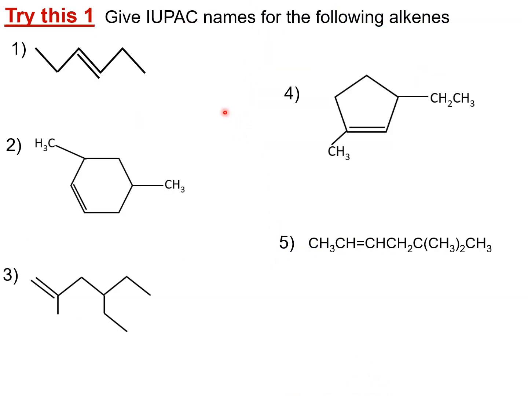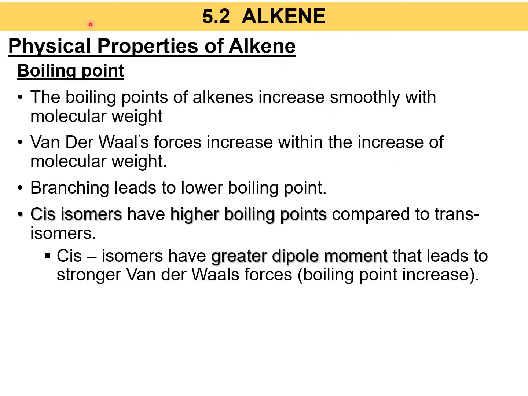Okay, so to test your understanding, you can try to name all of these organic compounds, alkenes, according to the IUPAC nomenclature. Okay, next is about the physical properties of alkenes. The only physical property of alkenes that you need to learn is the boiling point of alkenes.